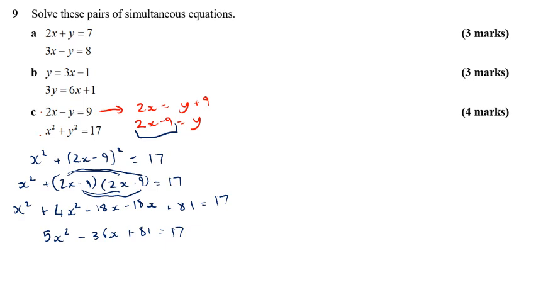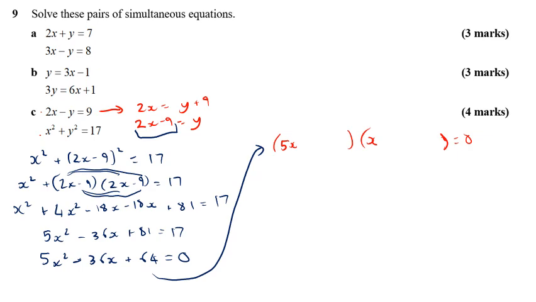Because this is a quadratic equation, we need to make it equal to 0 in order to solve it. So we need to subtract 17 from both sides. So 5x squared minus 36x, then 81 take away 17 is plus 64 equals 0. And so now it looks like this. We can have a go at factorising this quadratic to solve.